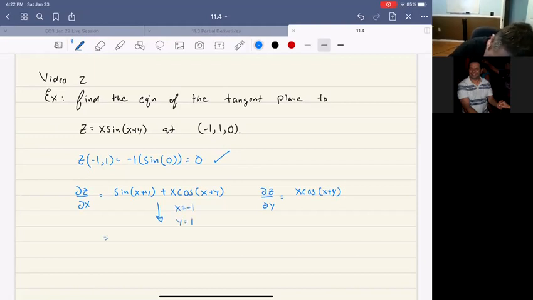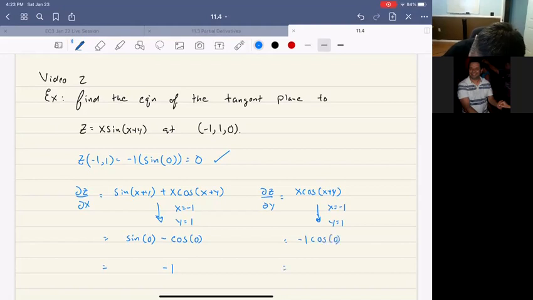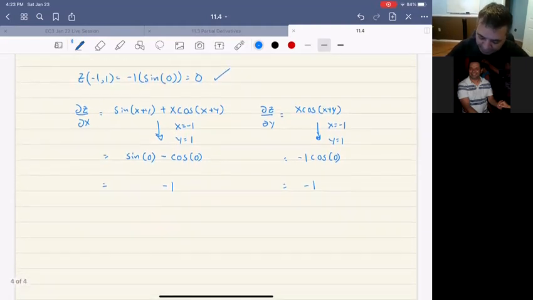So we're going to get sine of 0 minus cosine of 0. Cosine of 0 is 1. So we're going to get -1. Again, doing the same thing there, we're going to get -1 cosine of 0. So that's going to equal -1. Okay, so now we can plug and chug.